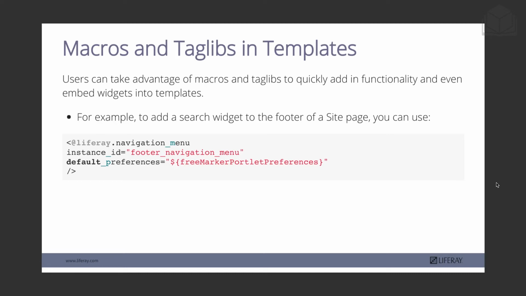We can give it an ID and set some preferences. Just to avoid any confusion, if you've worked with Liferay before, when I'm talking about Freemarker portlet preferences throughout these videos, I'm referencing the configuration for the different widgets that we can use within Liferay. So this is just a quick example. Again, we will look at more of this as we continue into the third chapter.